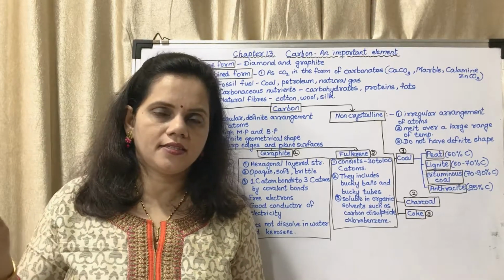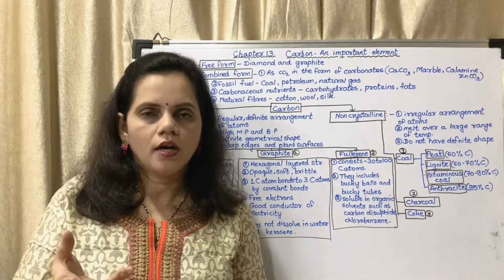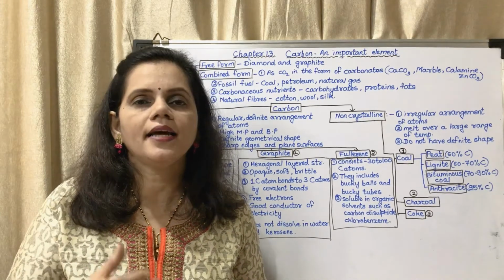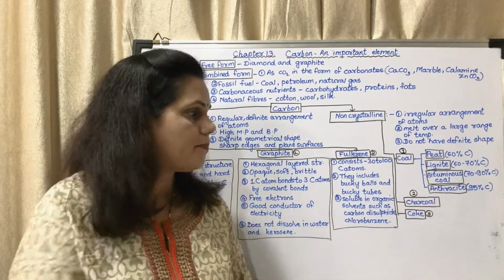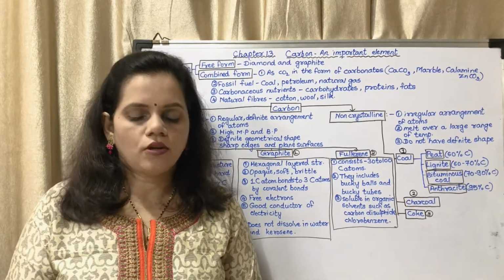Uses of coal. Actually, common people, we don't understand the difference between charcoal, coal, coke. For us everything is the same. We use the common term coal, but there are different non-crystalline allotropes of carbon, like coal, charcoal, coke, etc.